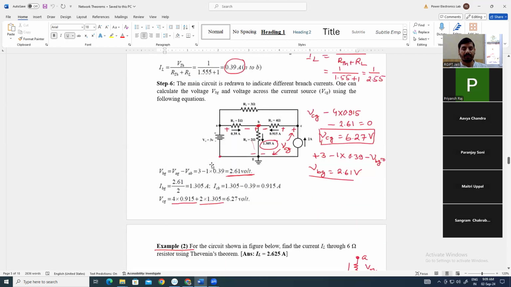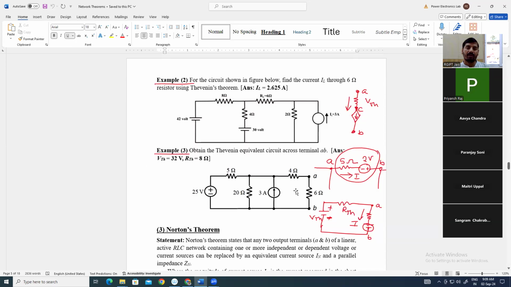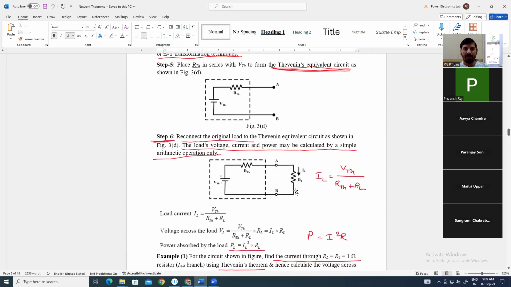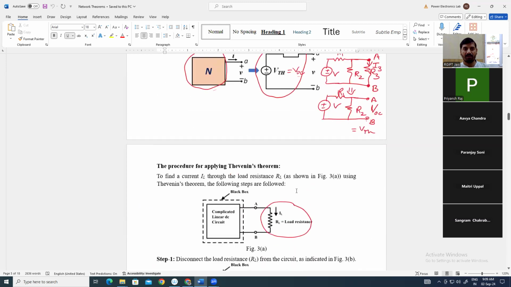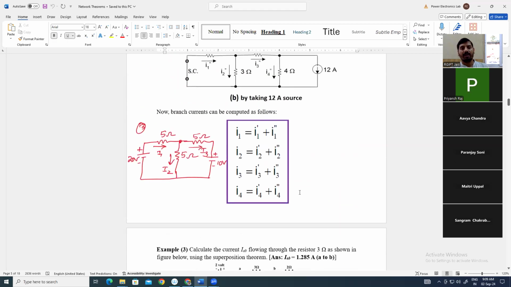Yes, sir. Have you tried to solve these examples, example 2 and 3? I was also given for superposition theorem. To apply superposition theorem, I was also given the previous example that we have taken for the analysis of node method and mesh method, example 3.